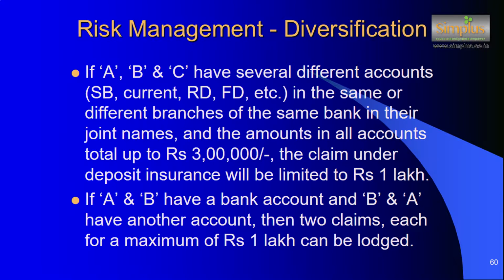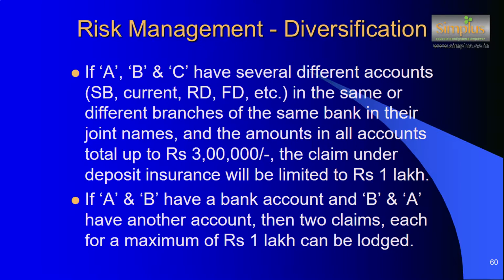One more example. A, B and C have several different accounts, SB, current, RD, etc., in the same or different branches of the same bank in their joint names. And the amounts in all accounts total 3 lakhs. ABC, ABC, ABC everywhere. The deposit insurance will be limited to only 1 lakh. Why? Same bank, branches are immaterial. Same capacity and right, A, B, C in everything. Only 1 lakh.